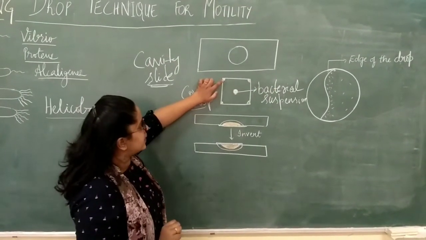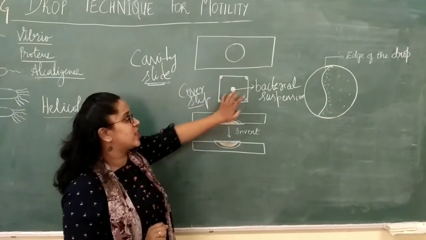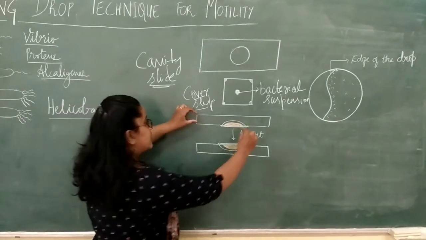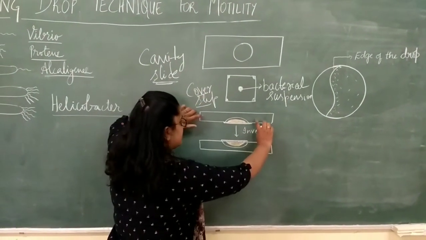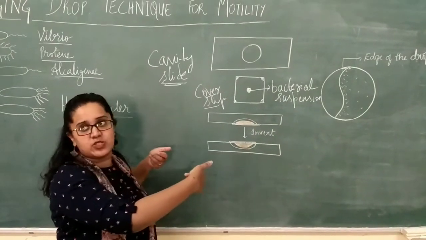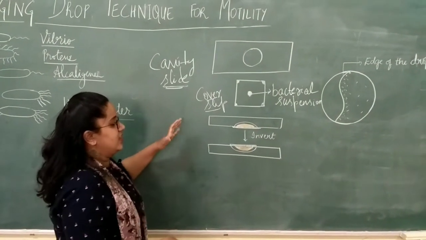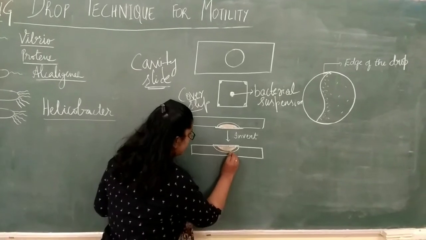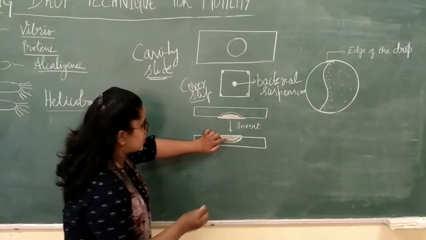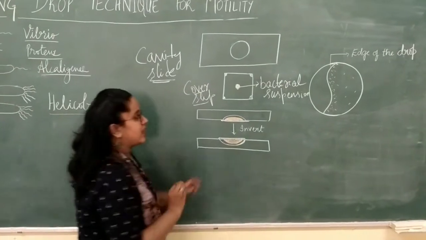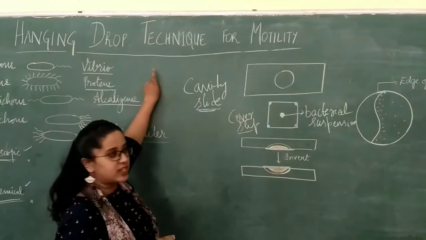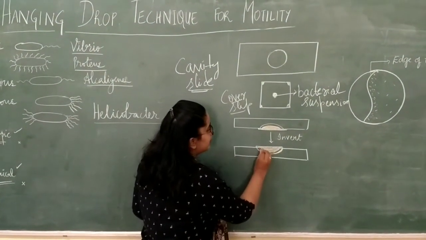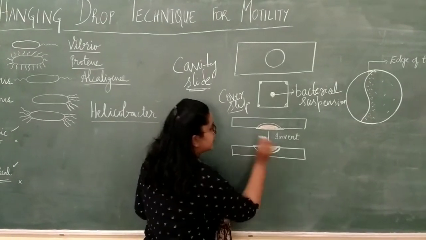Once this is done, with the help of the four corners which have paraffin wax, the cover slip will adhere to the surface of the cavity slide, and once the cover slip has adhered, the slide is brought back to an upright position. In this diagram you can see that there is a cavity in the slide, and the bacterial suspension will appear in the form of a small drop. That is why the technique is referred to as the hanging drop technique. In this picture, the drop of the bacterial cell suspension appears to be hanging without touching the walls of the cavity.